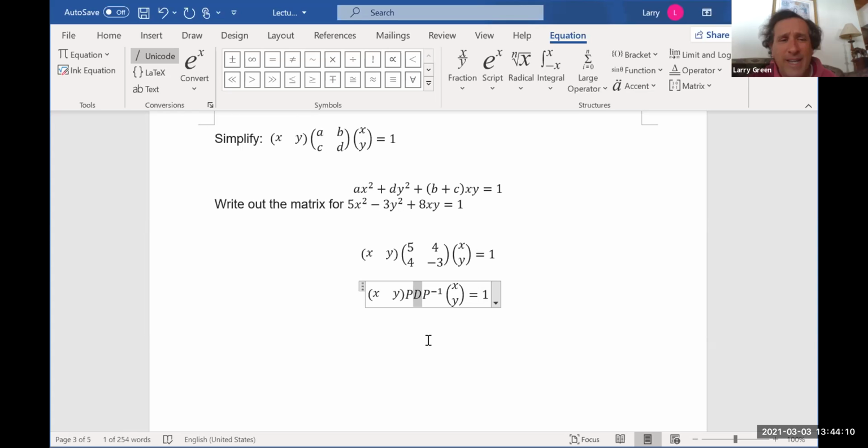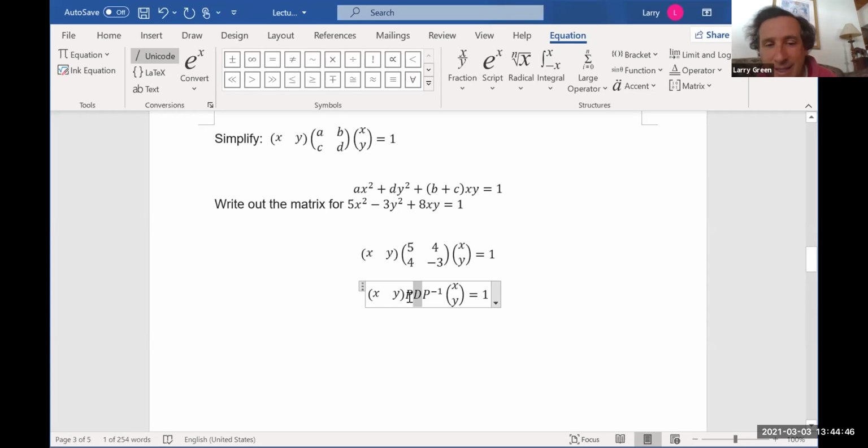Okay, and if you want to find out if it's an ellipse or hyperbola, what you're really doing is looking at this diagonal: do you have positives, or do you have one of each? Does that make sense? Any questions on that? If you have a positive and a negative, then you have a hyperbola. If you have both positives, you have an ellipse.